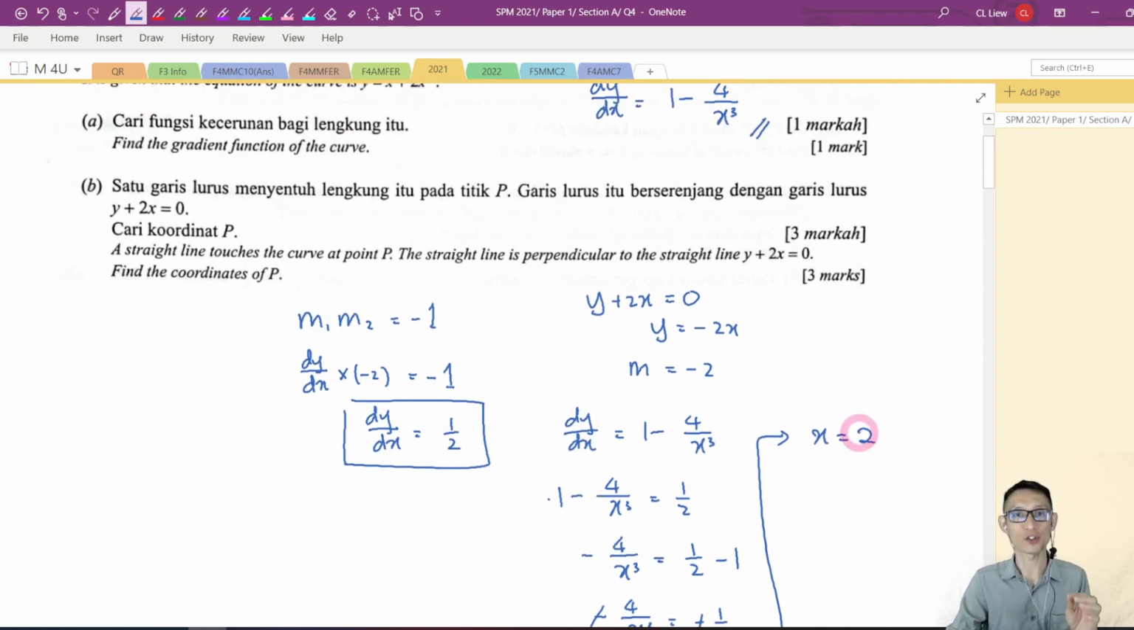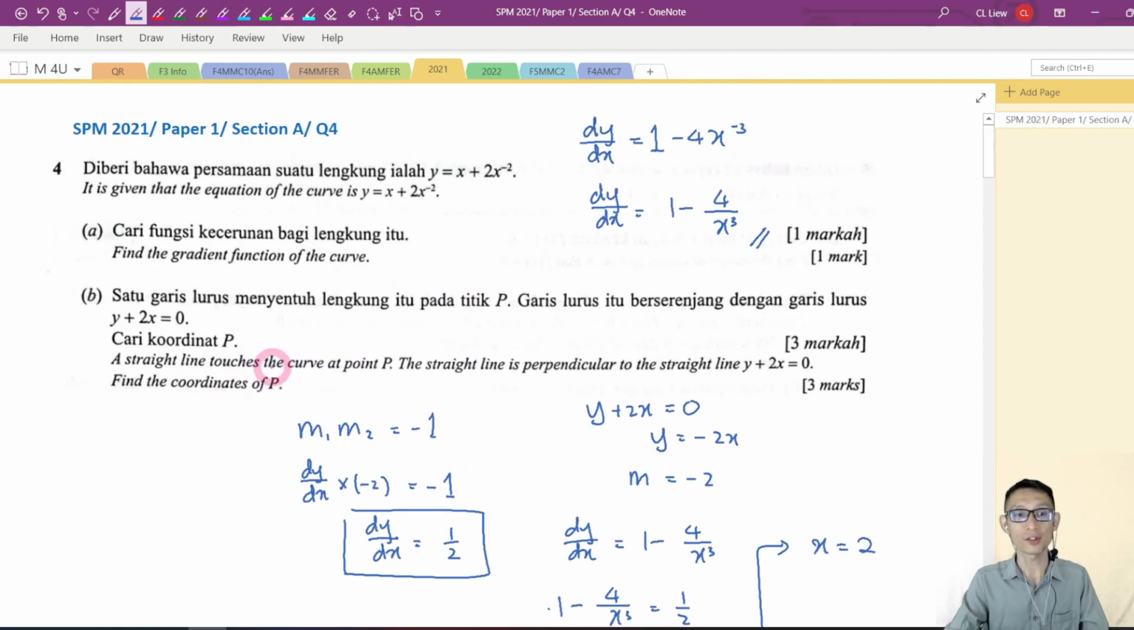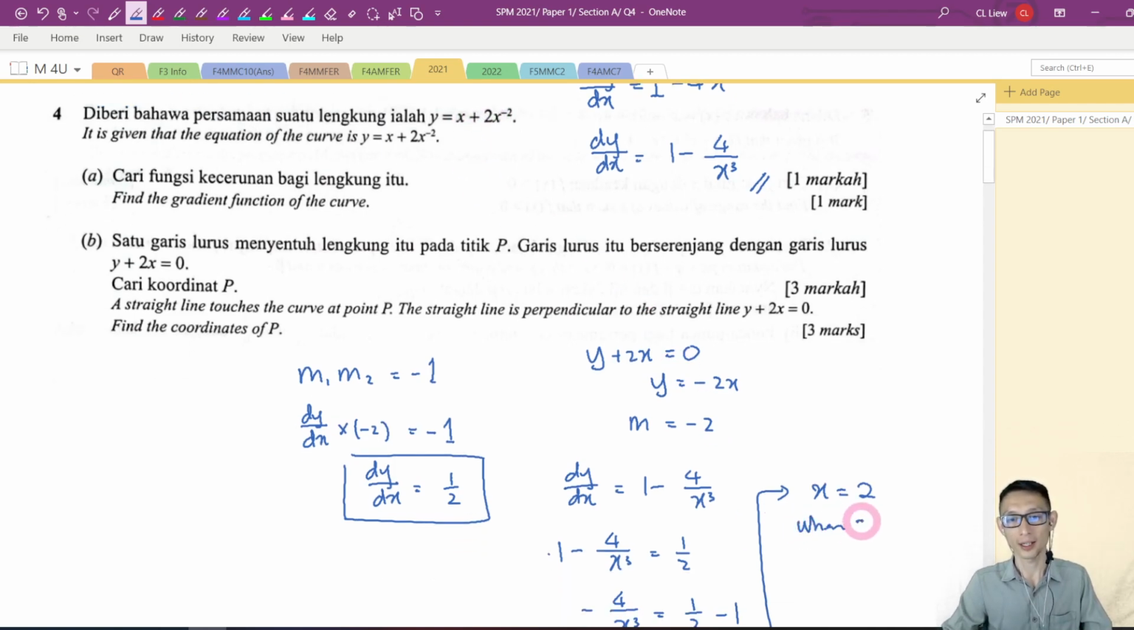Now we have the x coordinate of P. So what's the y coordinate? Since the point P is on this curve, what I'm going to do is substitute this x equal to 2 into this function to help me get the y coordinate of point P. So when x is equal to 2, I know that y is equal to 2 plus 2 times 2 power negative 2.